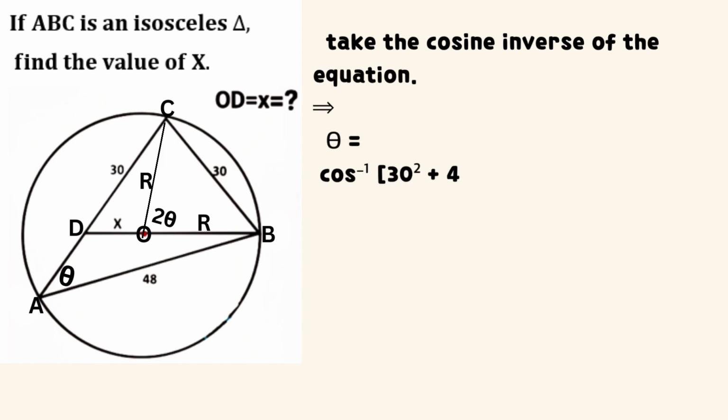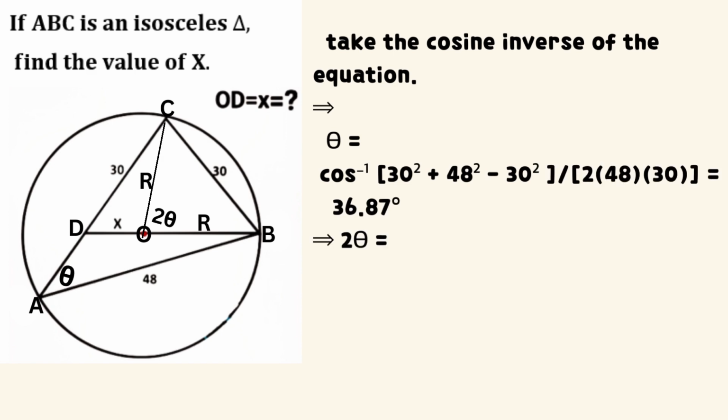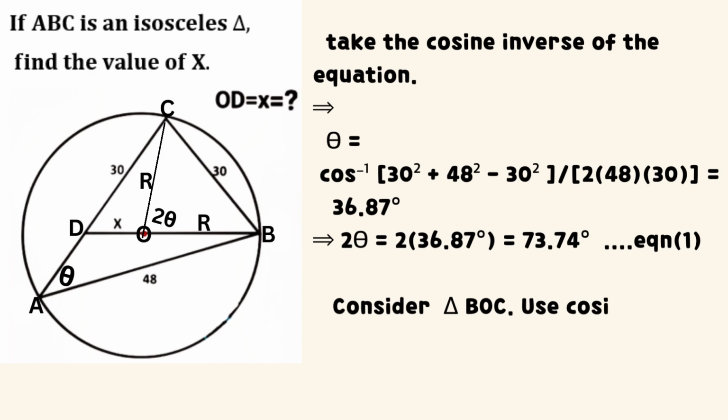Take the cosine inverse of the equation. It implies that theta equals 36.87 degrees. This follows that 2 times theta equals 2 times 36.87 degrees, which equals 73.74 degrees. We call it equation 1.